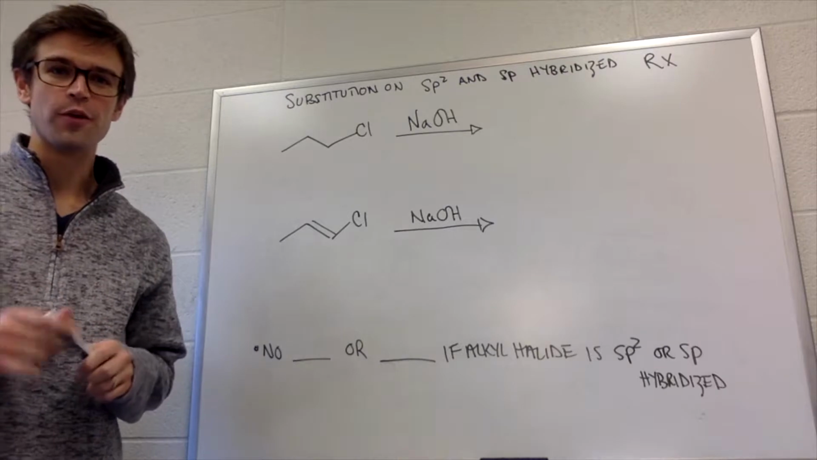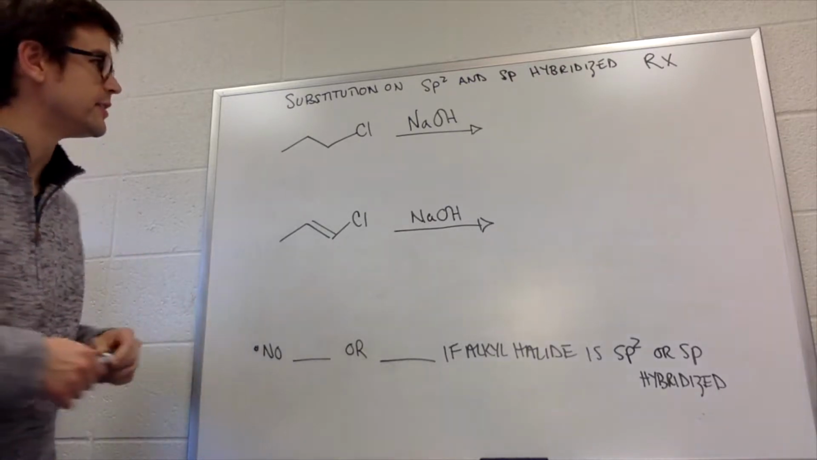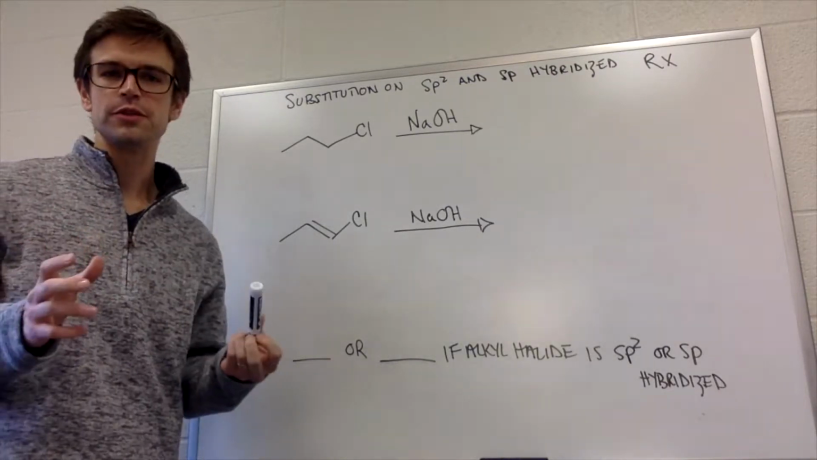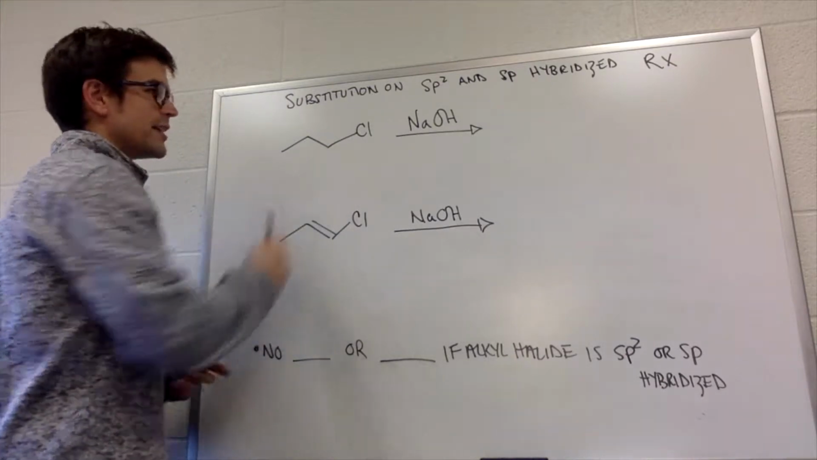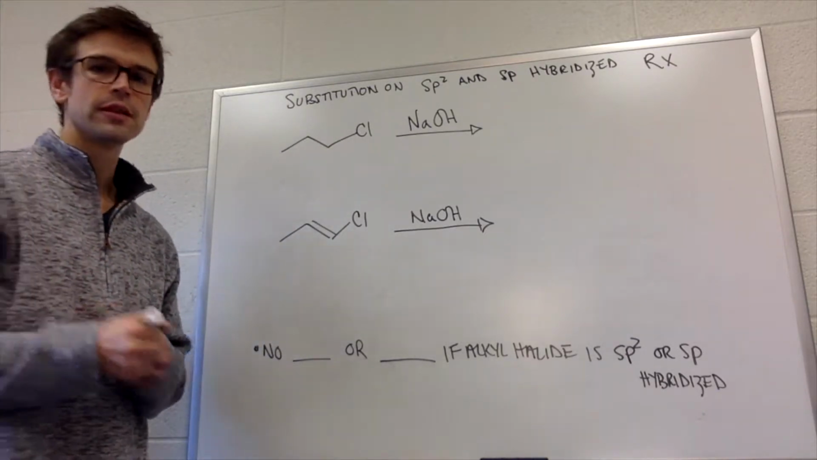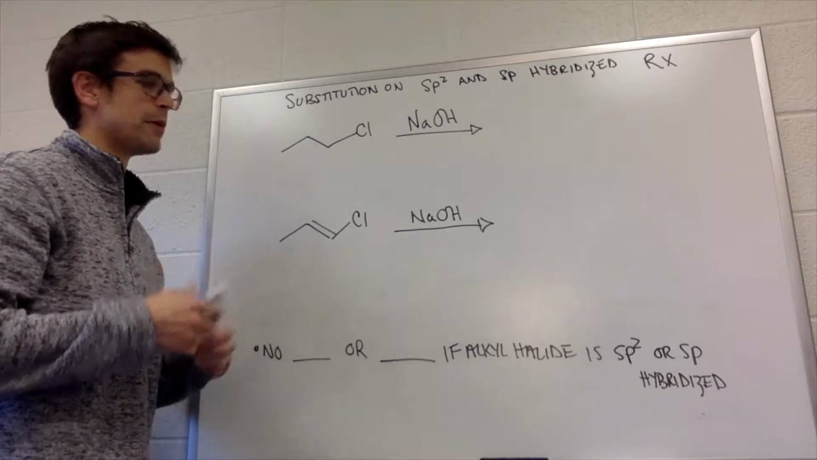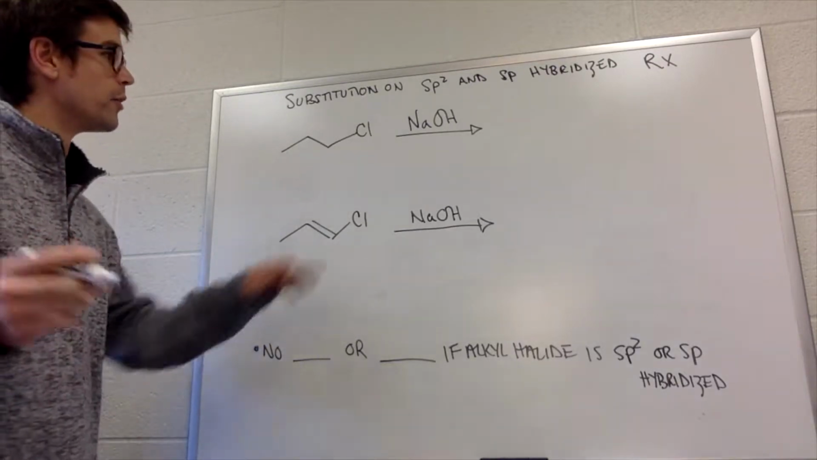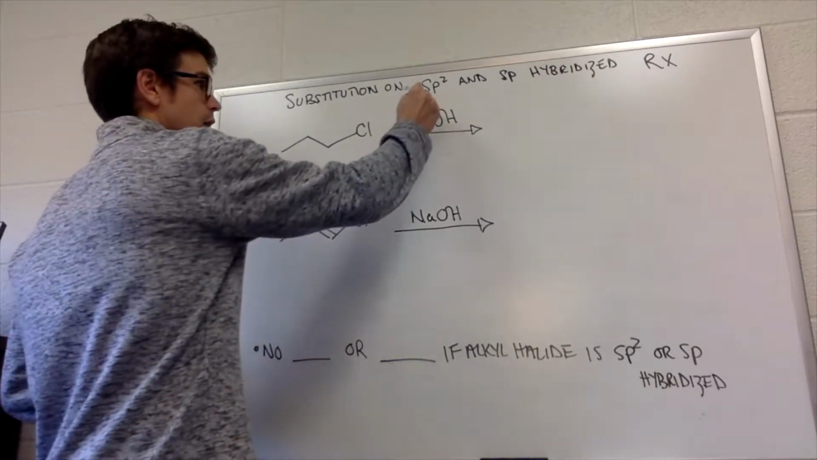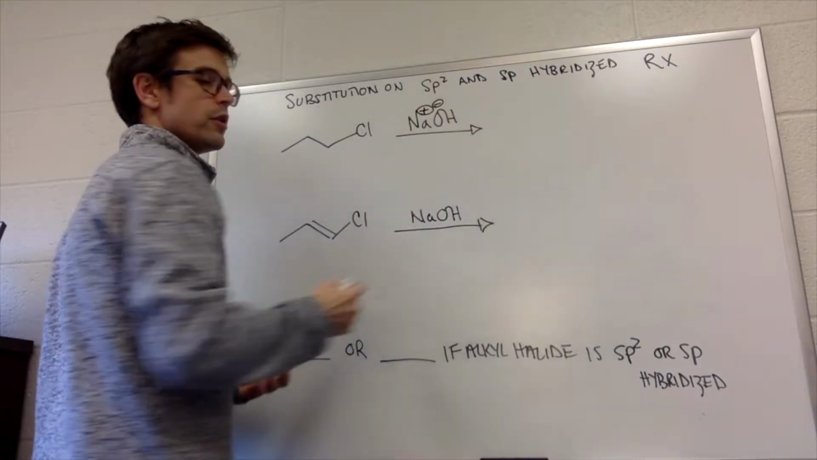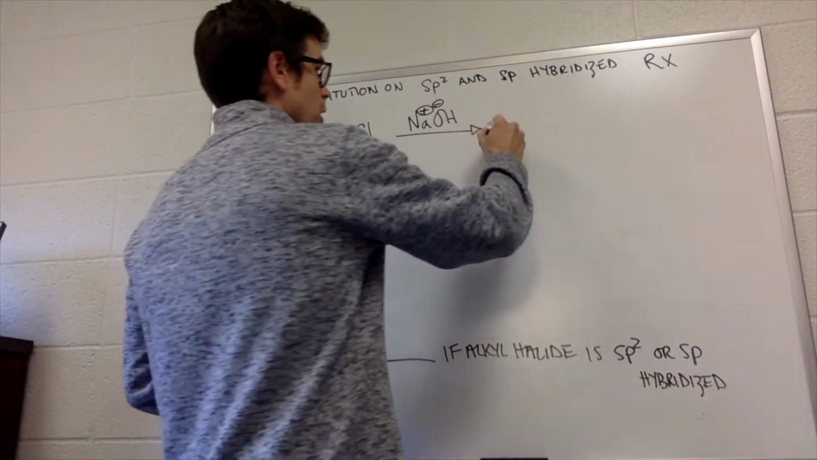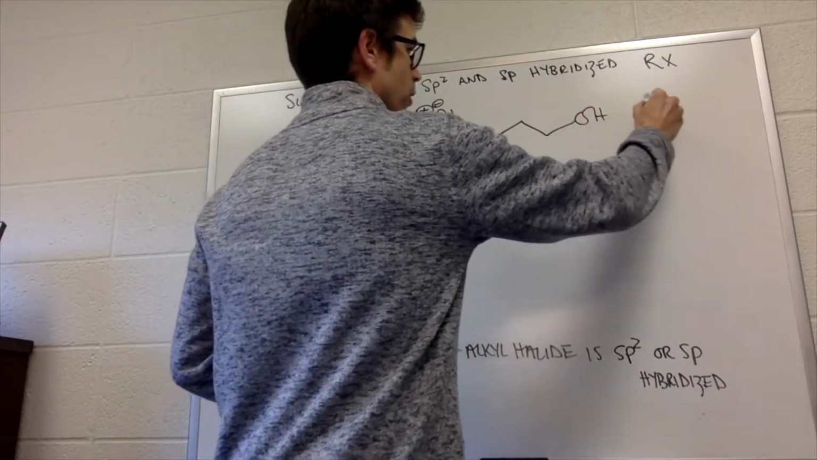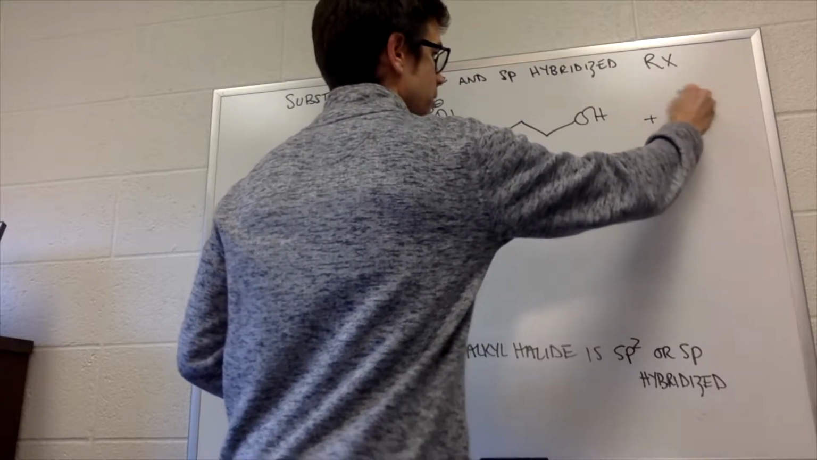All right, so one thing we haven't talked about at all yet is it seems like every time that we've talked about substitution chemistry, it's always been on sp3 hybridized carbon atoms. So this would be a standard primary alkyl halide, and with a strong nucleophile like sodium hydroxide, this would definitely do an SN2 reaction, which would produce that alcohol plus Cl minus.